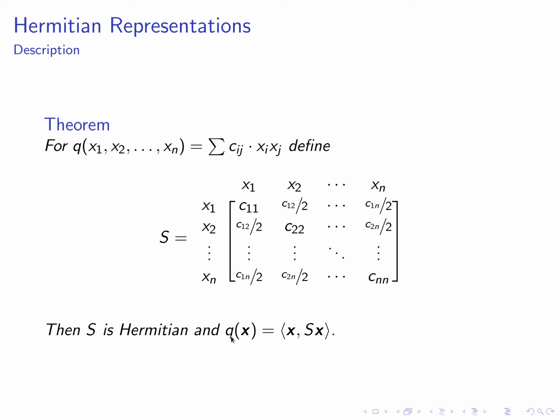The quadratic form takes on the formula Q of an input vector x is the same thing as the inner product, and if we're using real entries here, the inner product is the same as the dot product, of the variable vector x with our new matrix S multiplied by the variable vector x.